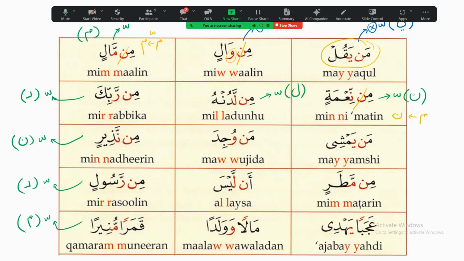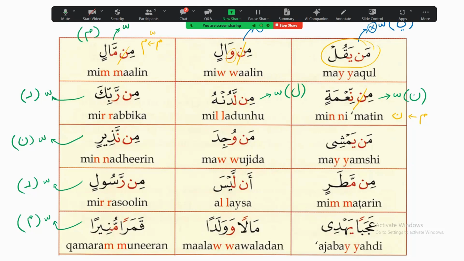You are specifically supposed to focus that I'm not articulating this noon sakin here, right? The sound of noon that you hear is the second one. I'm skipping the first noon sakin, but the second I'm articulating. So you're not supposed to be confused into thinking that I'm articulating the first noon. I'm saying min ni'matin. I'm staying here on noon and making a nasalized sound because of the second type of idgham here. Min ni'matin.